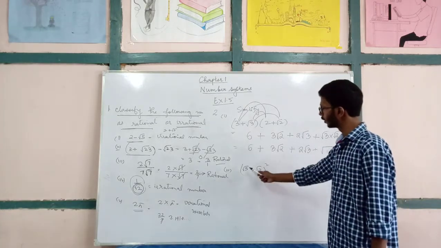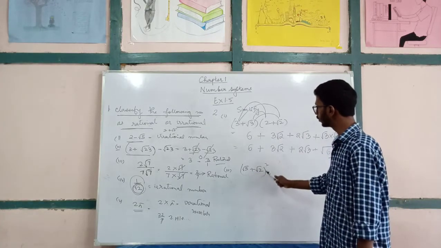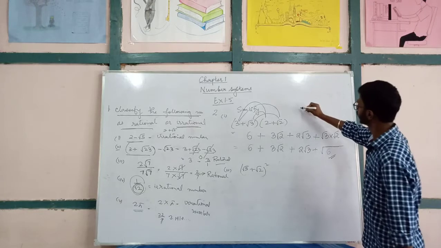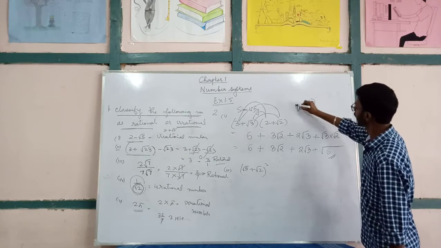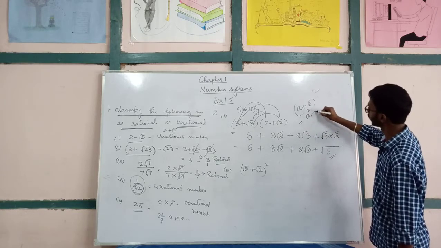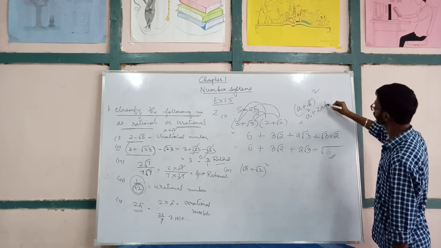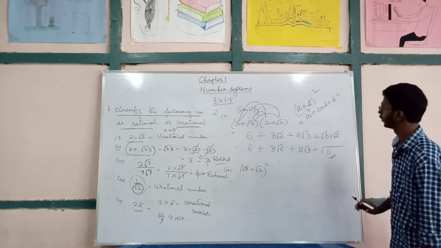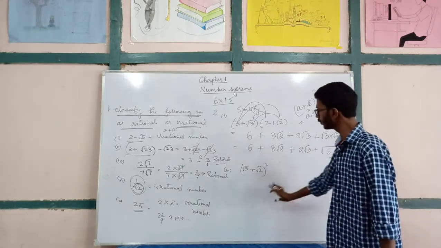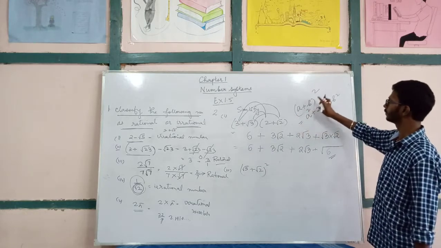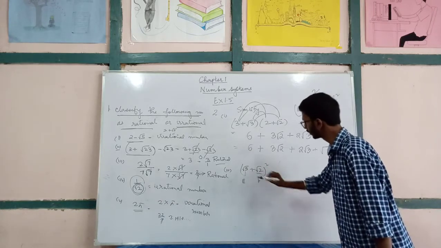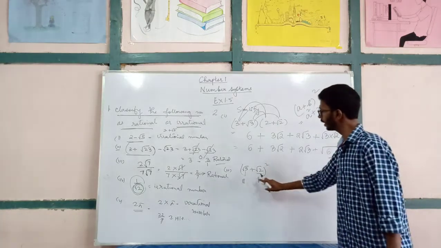Question number 3. Root 5 plus root 2, whole square. In the previous class, class 8, you all have studied the formula of squares, a plus b whole square. So what was the formula? A plus b whole square is a square plus 2ab plus b square. So we are going to apply this formula in this problem. This question looks alike with a plus b whole square. So let us assume root 5 as a and root 2 as b. So now it appears as a plus b whole square.